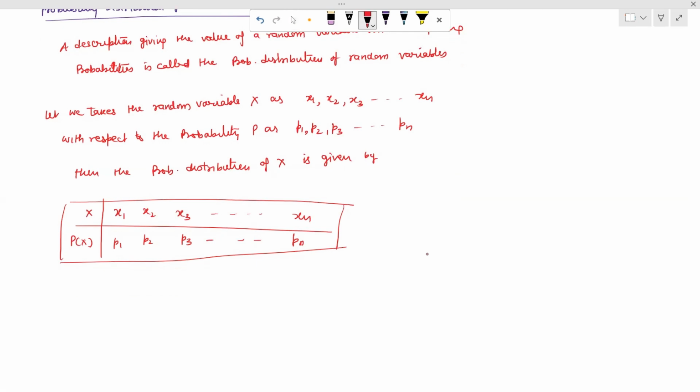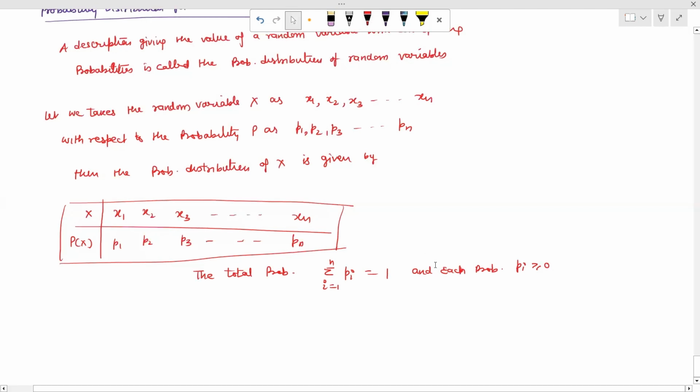Now we remember one thing. The sum of the probabilities, that means the total probability, should be 1. So this is written as the summation of i equal to 1 to n of pi equal to 1. The sum of these probabilities is equal to 1, and also remember, each probability pi should be greater than or equal to 0.